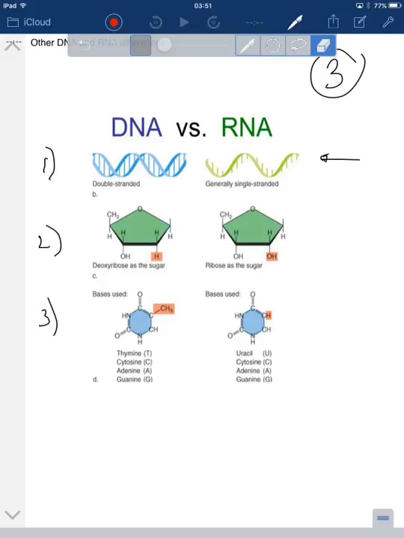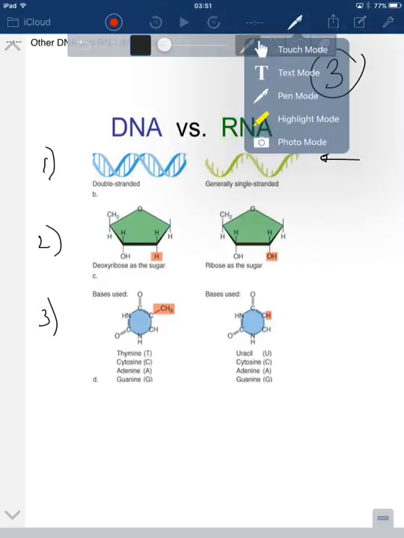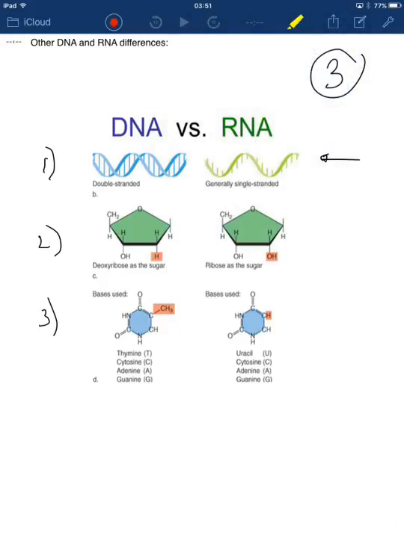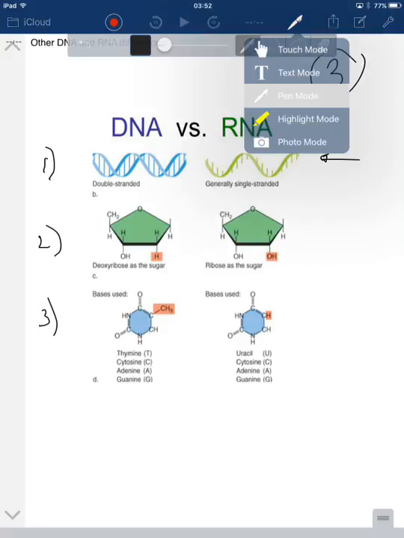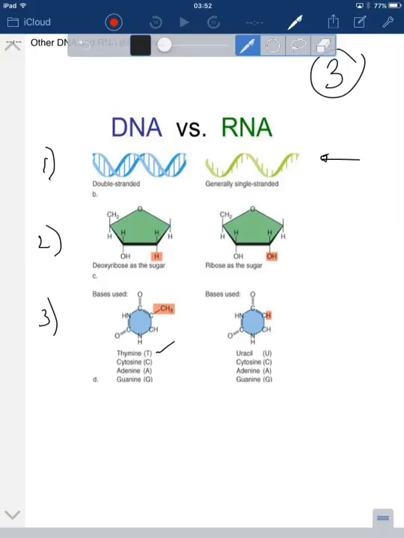Number 3 is the bases that are used in base pairing, and there's just one difference, and we don't need to worry too much about the chemical formulas here, but the key is that we have thymine for DNA and uracil for RNA. So that is thymine for DNA and uracil for RNA. They will base pair obviously with adenine, which stays the same.